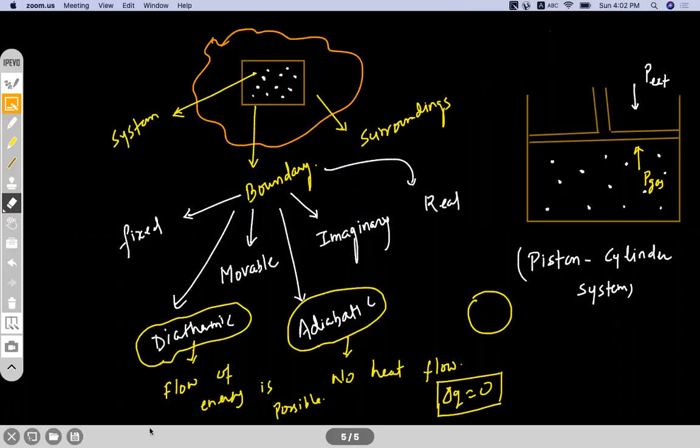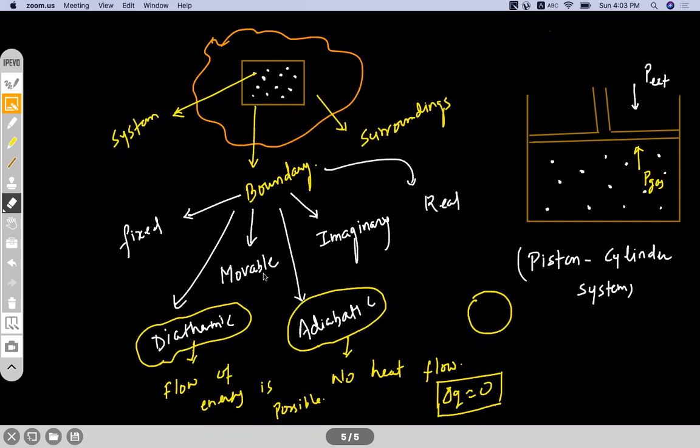Clear? Now, we discussed the boundary: what is system, what is surrounding, what is boundary, and the different types of boundary we have. Now, when you get the question, it will be mentioned, for example, that we have an adiabatic boundary. So you should know the meaning of an adiabatic boundary. This is fine. I won't dictate all these things. You write down as it is written. Definition is not required. All these things are important, that is what you need to know.